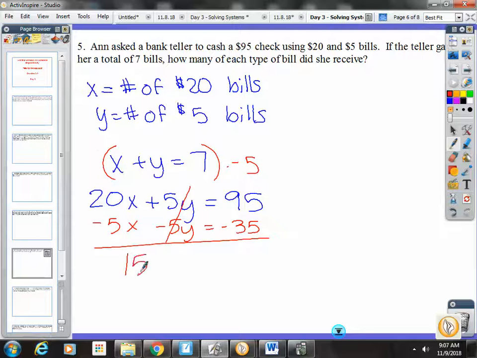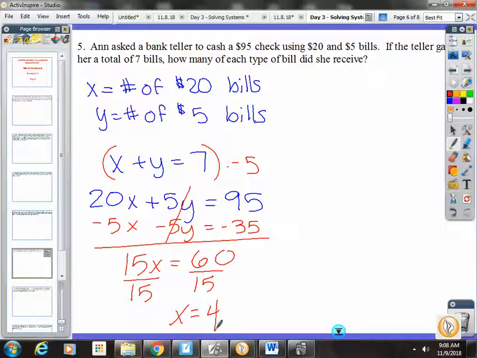So 15x equals 60. We go ahead and solve for x by dividing by 15. 60 divided by 15 is 4. Stay with me. Do you think that seems like a reasonable answer? Yes. X is representing the number of 20s. There are 4 20s. There were a total of 7 bills, so I think 4 definitely seems reasonable.